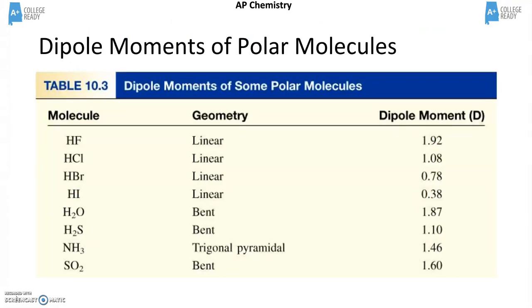Still confused? Look at the values that are measured. If you compare linear to bent to trigonal pyramidal, you can see that the one, for example, of hydroiodic acid has the least polarity or dipole moment. Who has the most? Again, our friend hydrofluoric acid has that greatest polarity on that end.